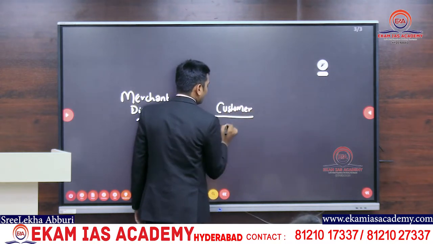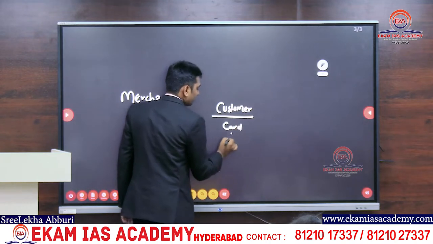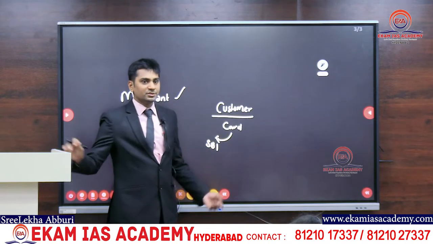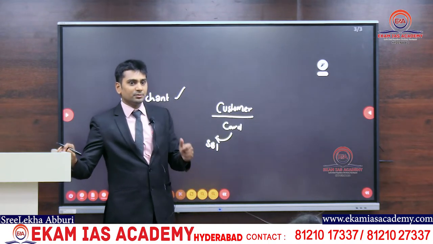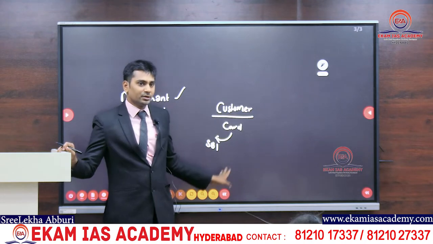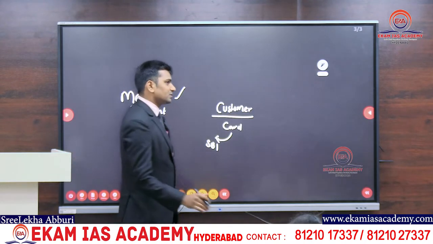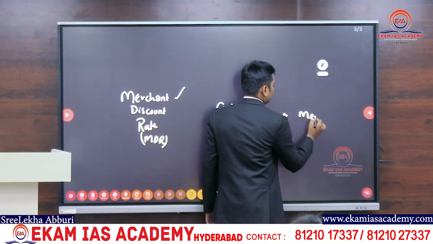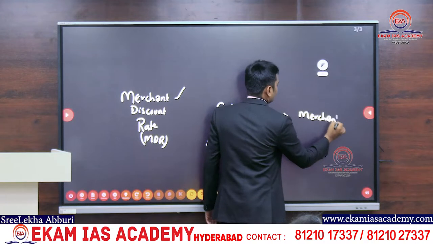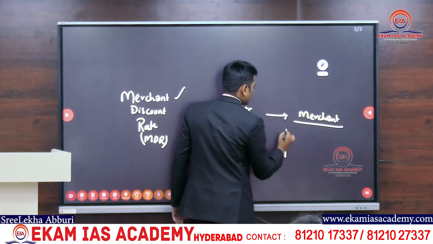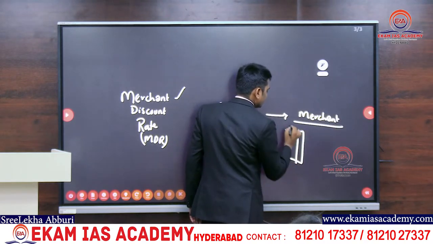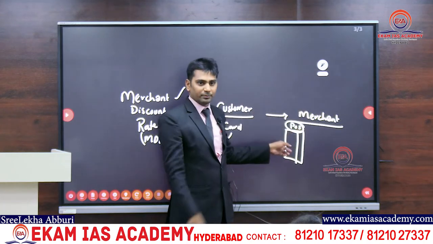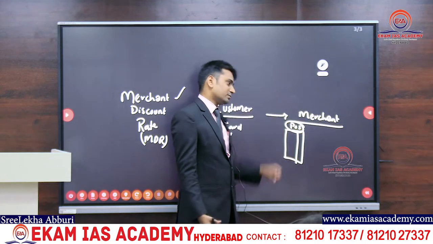Customer is having a card, and this card belongs to some bank. Say that she is an SBI customer, and SBI bank has released her one credit card or debit card. Now she brings this to me. I am a merchant here, she is coming here to buy something, and I have one thing called a POS machine, point of sales machine. What is this machine? The machine that you find for swiping, right? That is the point of sales machine.